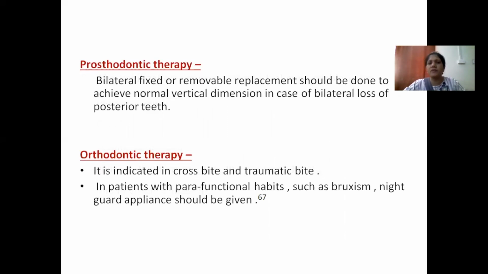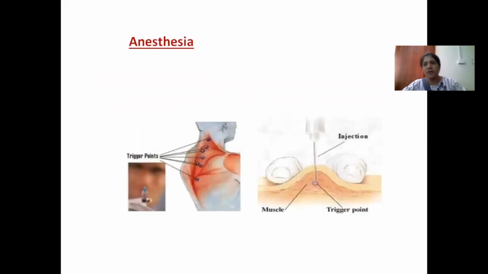Then there are prosthodontic treatment and orthodontic treatment, depending upon the etiology. If the patient has a crossbite or traumatic bite, you are going to treat it by orthodontic treatment. If the patient requires fixed appliances, you are going to do the prosthodontic appliances.